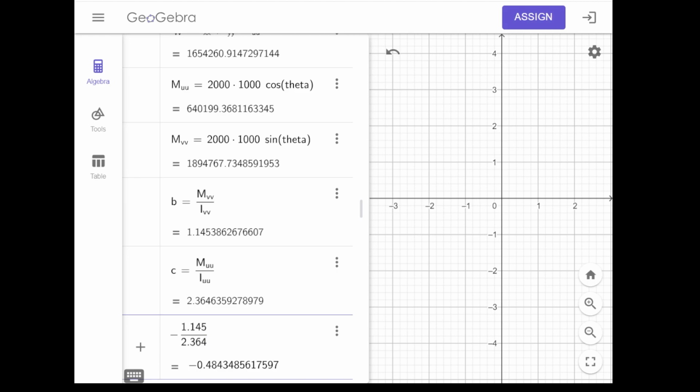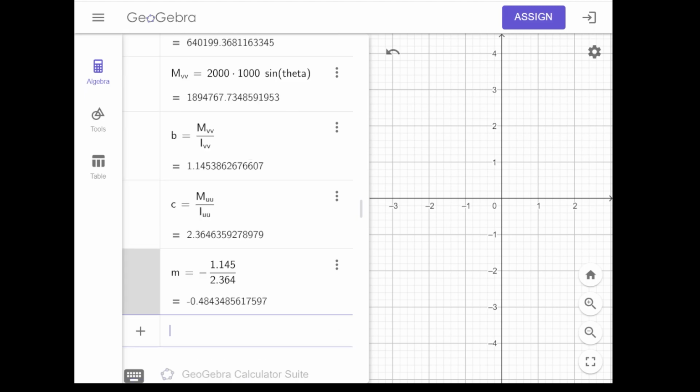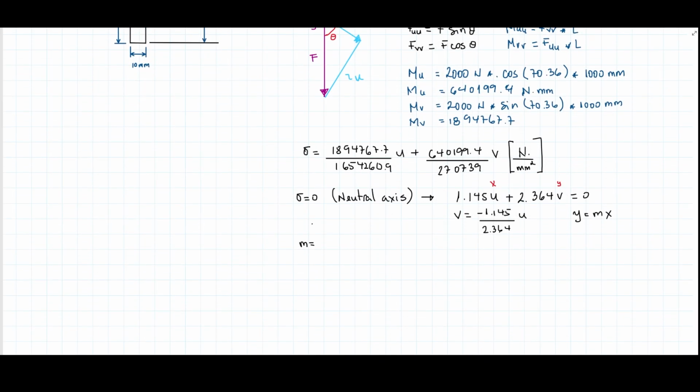Let's go back. And let's call that m. So we're back here, so that is minus 0.484. Now I know that m is equal to the tangent of the angle of the slope, or the inclination of the straight line, meaning that the angle is going to be the inverse of the tangent of that minus 0.484. And that's going to be equal to what?